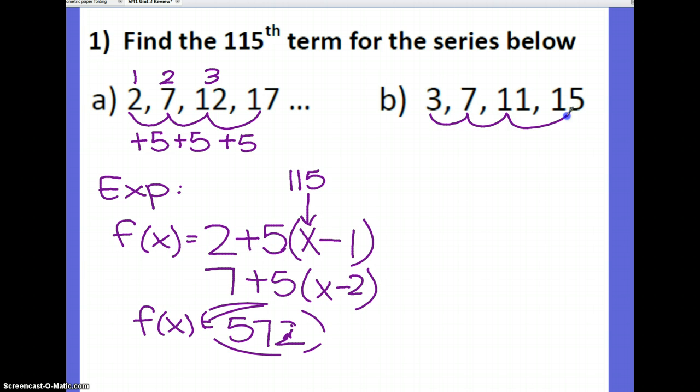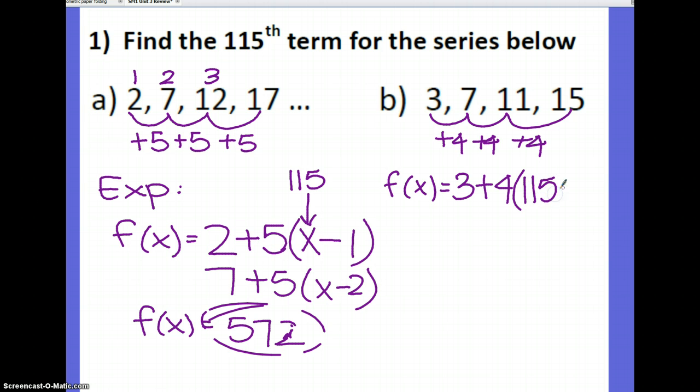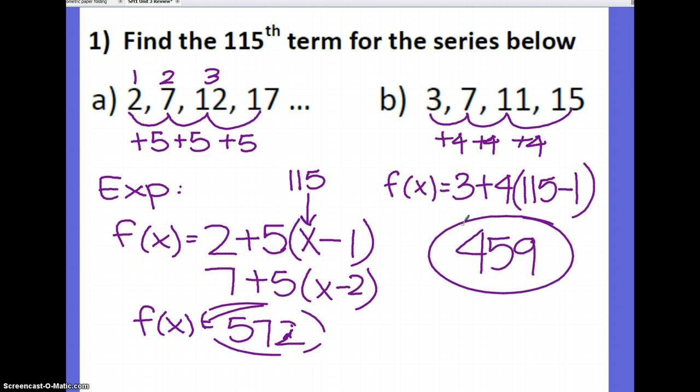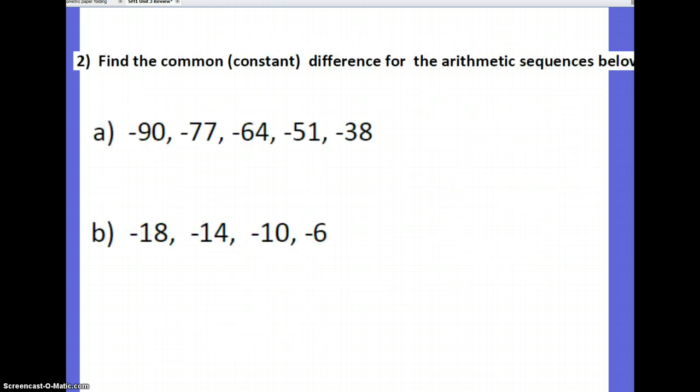So find out the pattern. This is adding 4 every time. So we're going to have f(x) equals 3 plus 4. We're going to plug in 115 minus 3 is the first number, so minus 1. And if you actually subtract the 1 and multiply it by 4 and add 3, you get 459. As the 115th term, that would be the number.